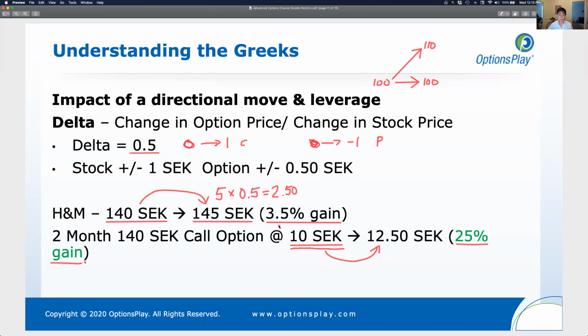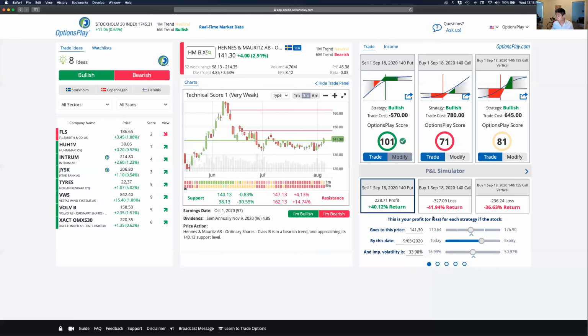Now, one thing I will point out here, what I'm teaching you today is a concept. You don't have to do the math yourself, because platforms like OptionsPlay do this math for you. So when I showed you before, when I use the slider, when the option goes higher or lower, and how the value of the call option changes and the profit and the losses is calculated for you, what we're doing is we're actually taking the delta of the option, and we're calculating for you, if the stock goes up by a certain amount, how much does the value of the option change, and what is that in terms of percentages for your investment. So you don't have to actually do the calculations yourself.